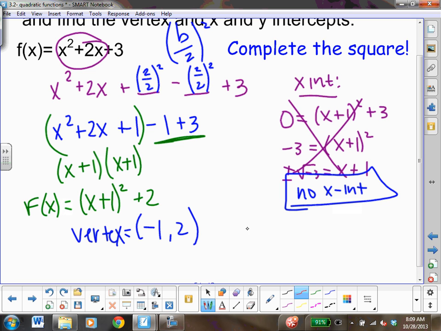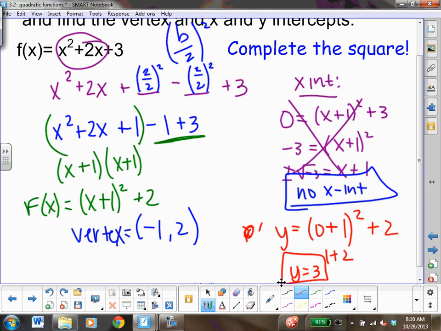So for the y-intercepts, again, you can use any function you want. I like to use the vertex form because I think it solves just a little bit faster. So plug in 0 for x. 0 plus 1 is 1, squared is 1, so 1 plus 2 is 3. So I've answered all the questions. I found the vertex, there are no x-intercepts, and the y-intercept occurs at 3.